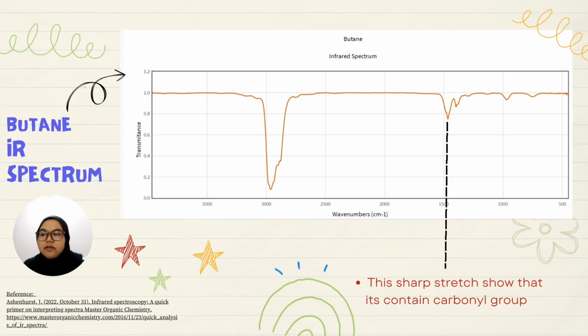Why is the peak below 3000? Because if the peak is at 3400 to 3200, it shows that the sample has a hydroxyl group. As we know, the hydroxyl group is an alcohol, so it's valid to prove that this is the butane infrared spectrum because an alkane doesn't contain a hydroxyl group but it contains a carbonyl group.